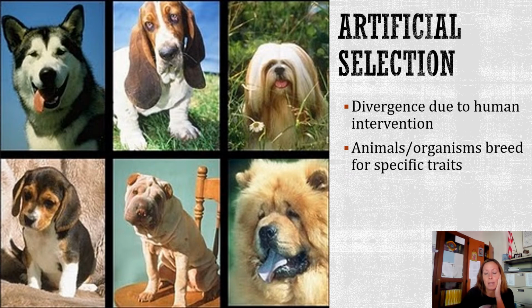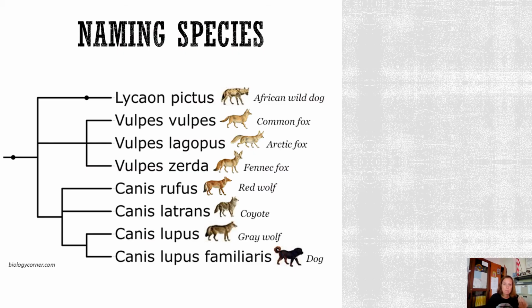And then artificial selection is a type of divergence, but it's due to human intervention. Animals and organisms that are bred for specific traits, like dogs. Throughout history, we've bred dogs for specific things. Terriers usually are little, like rat terriers, and they go into holes and dig out things. Hounds are going to find stuff. They just have different traits that we breed them for.